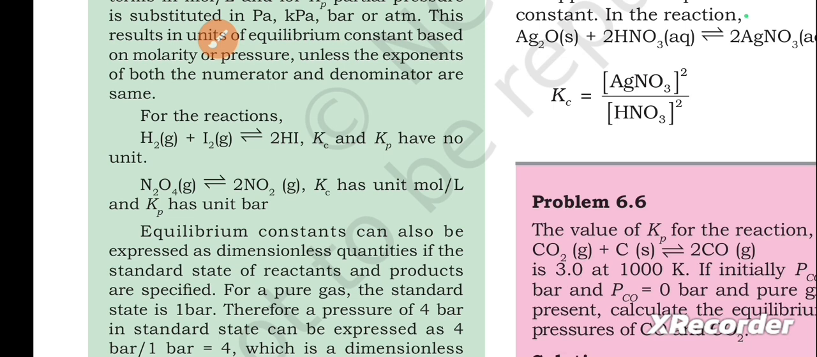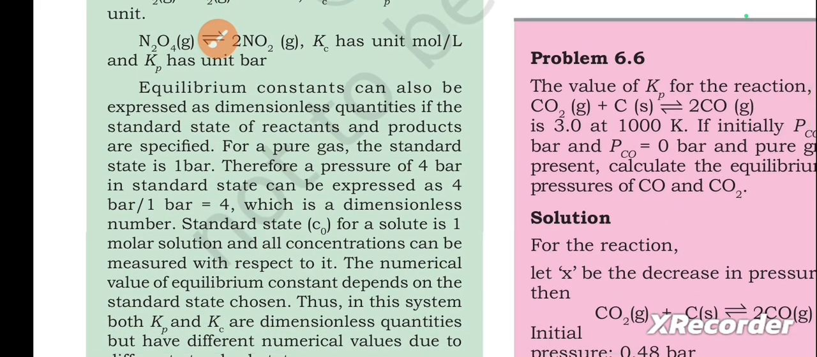H2(g) plus I2(g) gives rise to 2HI, Kc and Kp have no unit. N2O4(g) gives rise to 2NO2(g), Kc has unit mole per liter and Kp has unit bar. Equilibrium constants can also be expressed as dimensionless quantities if the standard states of reactants and products are specified. For a pure gas, the standard state is 1 bar. Therefore, a pressure of 4 bar can be expressed as 4 bar by 1 bar equals 4, which is a dimensionless number.